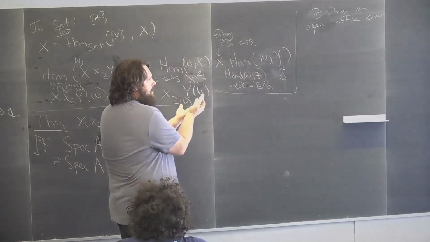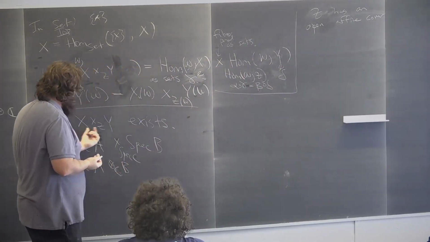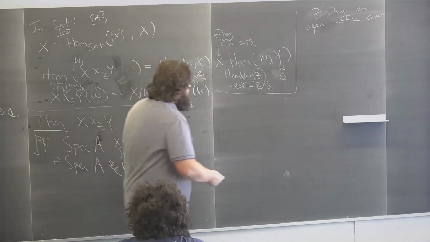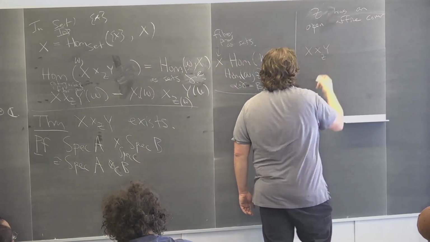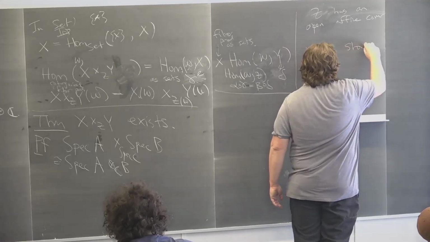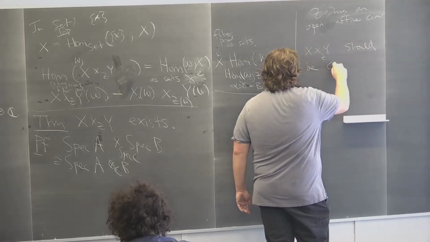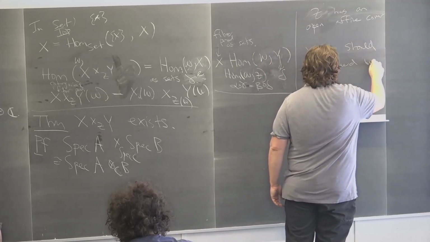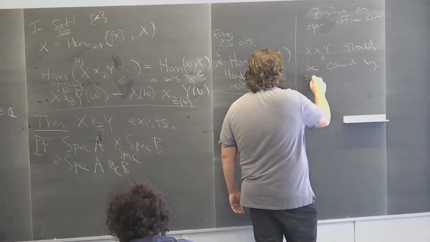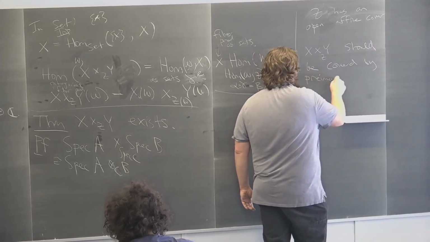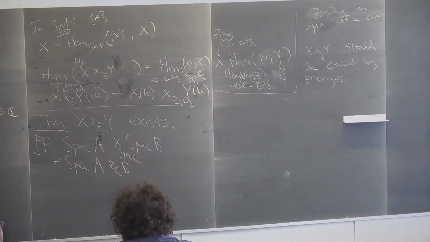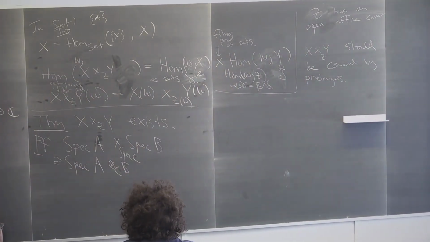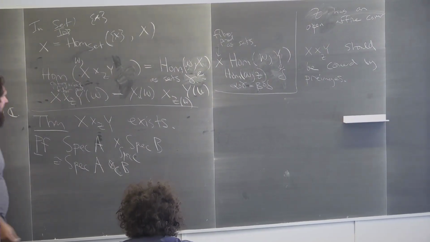So I can cover Z with affines, and I can take their pre-images in X and Y. So this should be covered by the pre-images. Then I can assume that Z is affine by just looking at the pre-images of the affine subsets of Z and doing the fiber product over those and then gluing all of those together.